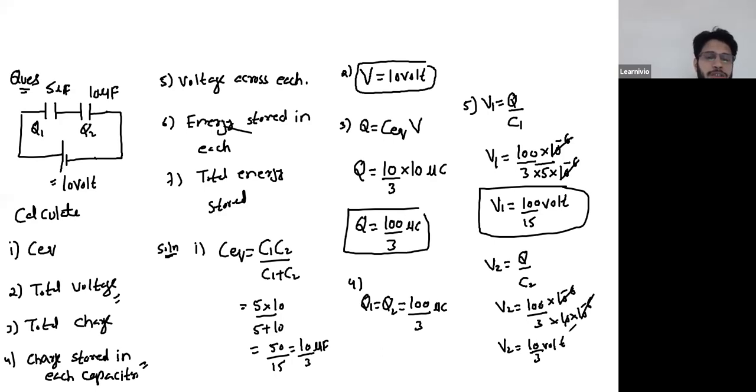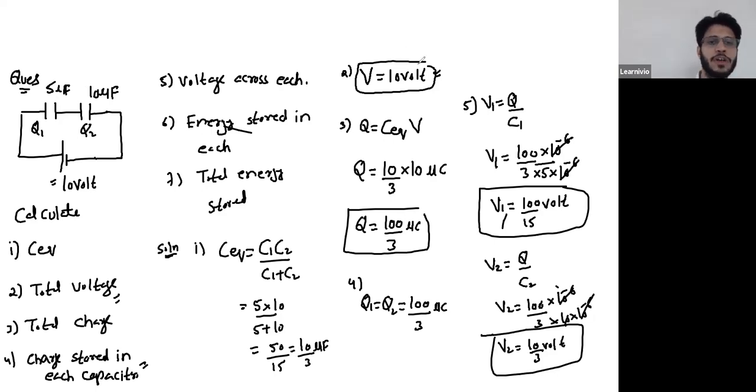Okay, Jumaina, can you guess what you would get if you add V1 and V2? What should be the sum of V1 and V2? 60 by 3, so 20. 20 volt? Or it should be 10. See, the total voltage across the circuit is 10 volt. So this 10 volt gets divided into these two. So if I add V1 and V2, I should get back the same 10 volt. You can check it.